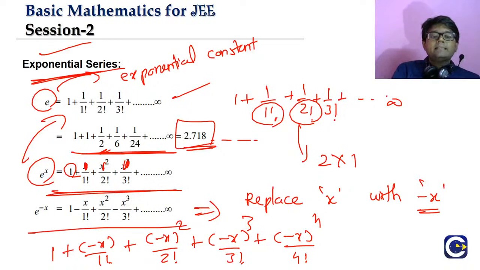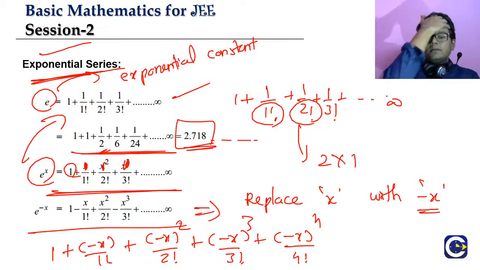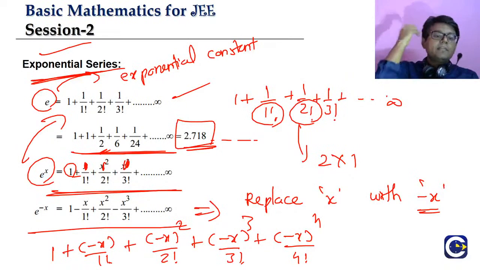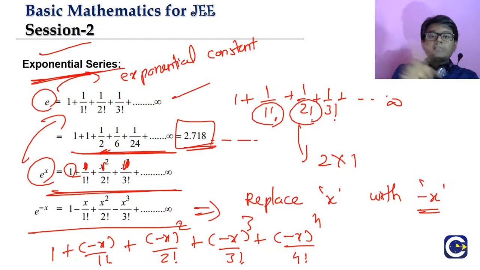What will be e power minus x? The expansion is 1 minus x by 1 factorial plus x square by 2 factorial minus x cube by 3 factorial. Again, I will not recommend you to remember this. Just remember e power x, that's it. And what is it that we are going to keep in mind? If you want to change, whatever the replacement.